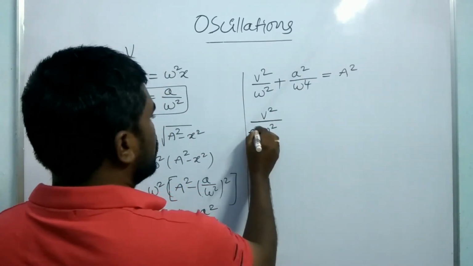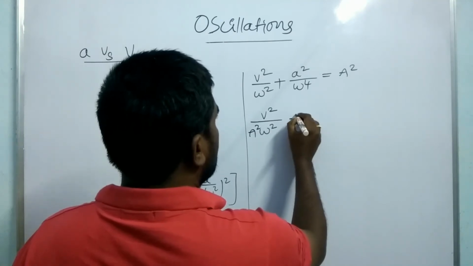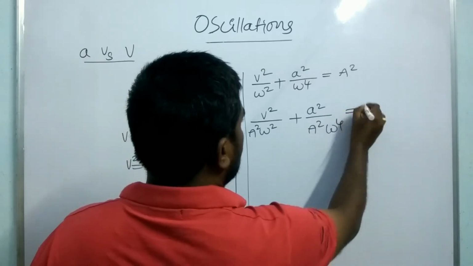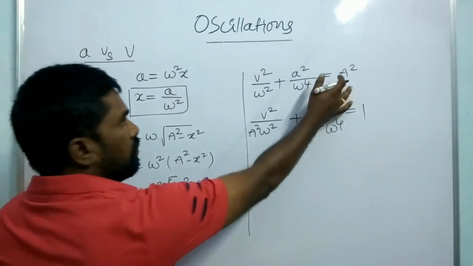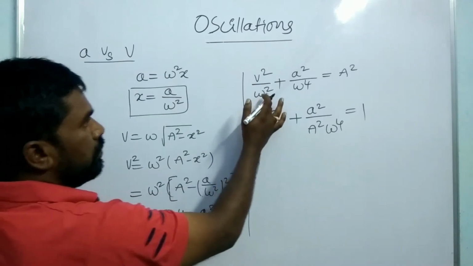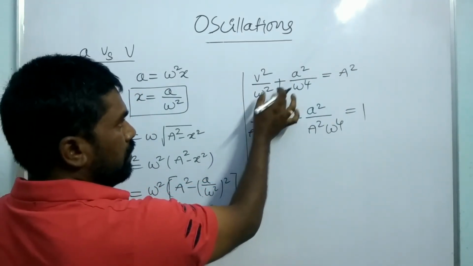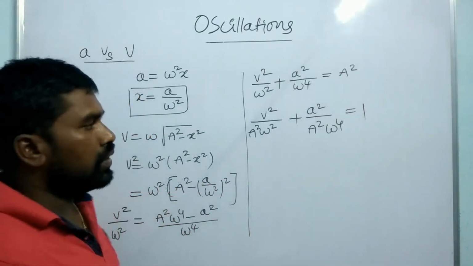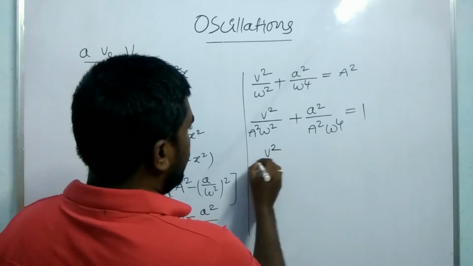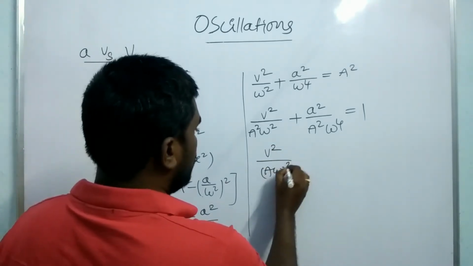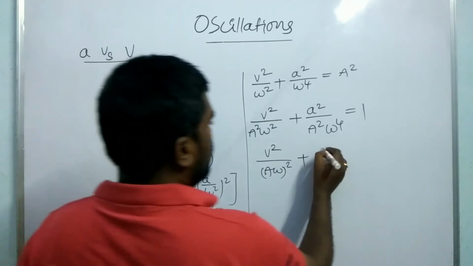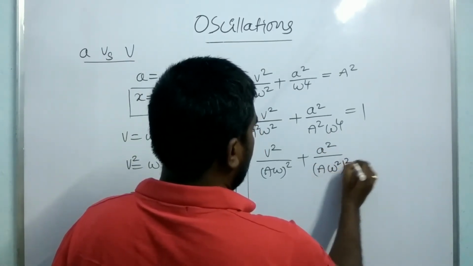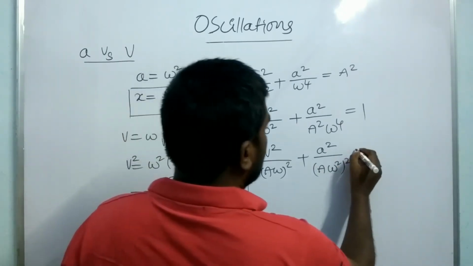So v square by a square omega square plus a square by a square omega power 4 is equal to 1. So this a square comes to this side. So now this can be simplified as v square by (a omega) whole square, plus a square by (a omega square) whole square. So this is equal to 1.